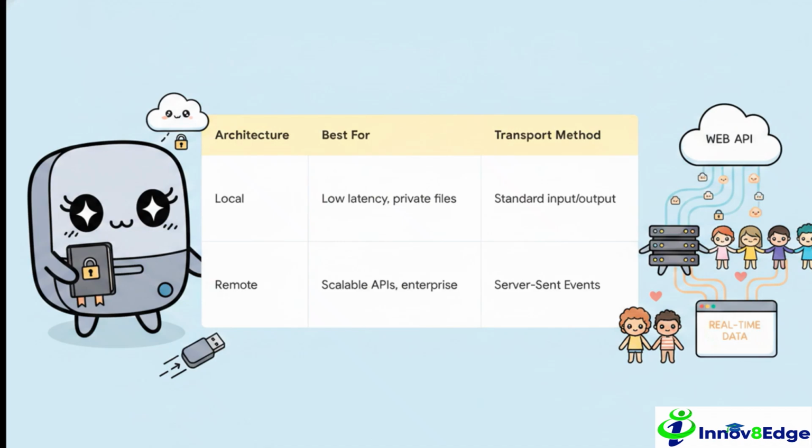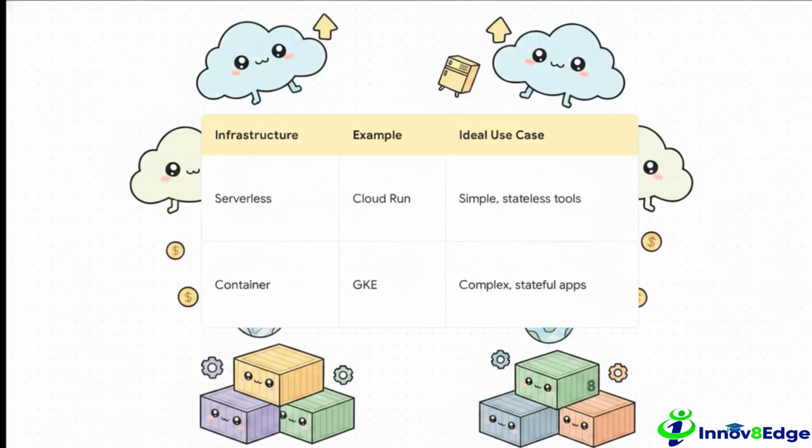They use server-sent events to stream data in real time and give you the scalable web APIs you need for company-wide tools. Now, when it comes to managing the infrastructure for those remote servers, you've got some great options. For simple, stateless tools where you want high cost efficiency, serverless options like Cloud Run are fantastic because they automatically scale down to 0 when not in use. But if you're dealing with complex, stateful enterprise applications where you need fine-grained control over networking and resources, then robust container orchestration environments like Google Kubernetes Engine are absolutely the way to go.